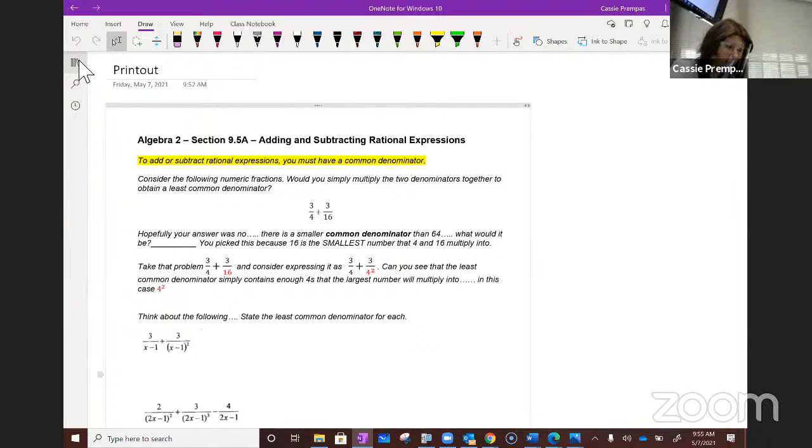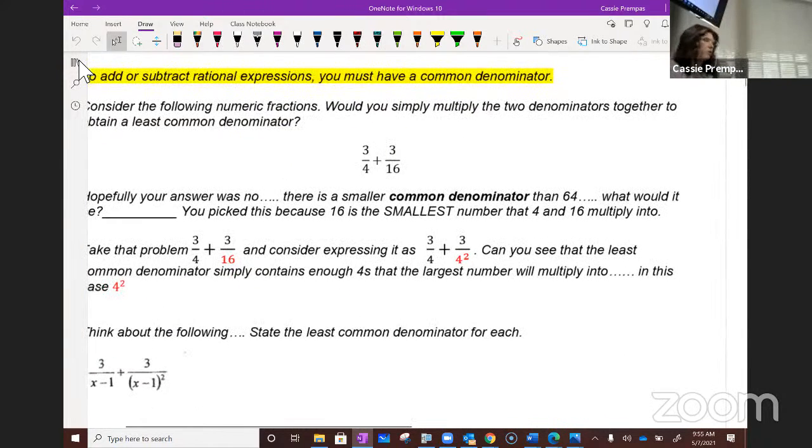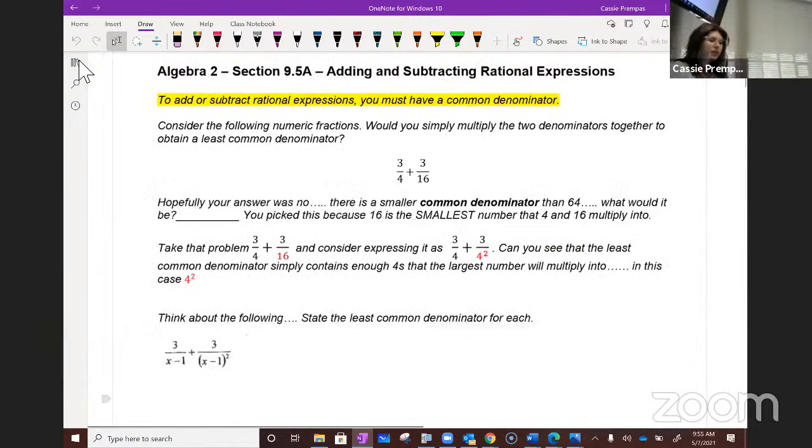we are going to continue our work with fractional expressions, and now we're looking at adding and subtracting fractions. And this beginning intro is probably the most important and most helpful to help you understand adding and subtracting rational expressions well. So let's jump in. Consider the following numeric fractions. Would you simply multiply the two denominators together to obtain a least common denominator?